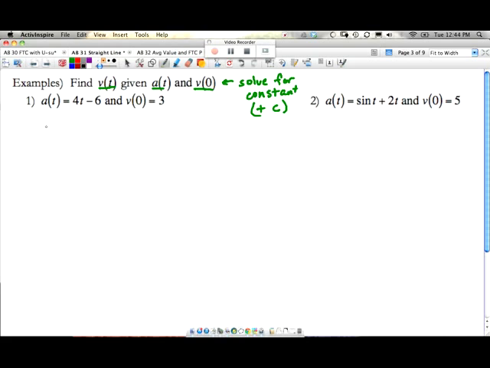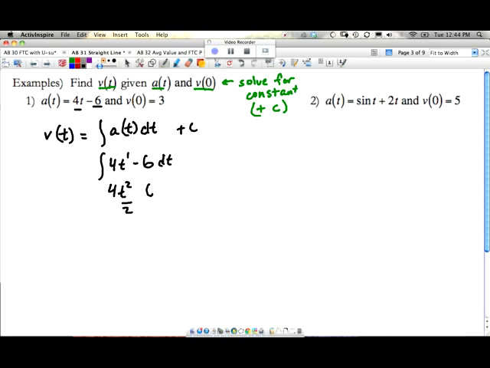If we know a of t equals 4t minus 6, then v of t is going to equal the antiderivative of a of t, dt, but we're going to have plus some constant here. So what's the antiderivative of 4t minus 6? Well, this 4 is a constant, so that stays there. T to the first power becomes t squared over 2. And this 6 is going to become 6t, and we still got the minus. This 4 and 2 simplify, we got 2t squared. And of course the plus c.